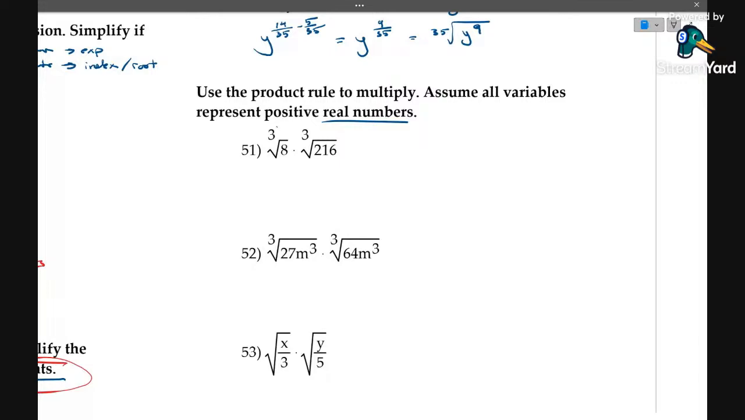In order to multiply, we have to have the same index. Since the index is the same, we can write this as the third root of 8 times 216. 8 times 216 gives us the third root of 1,728. We want to see if we can take the third root, which I have a sinking suspicion we can. The third root of 1,728 simplifies completely to just give us 12 as the third root.